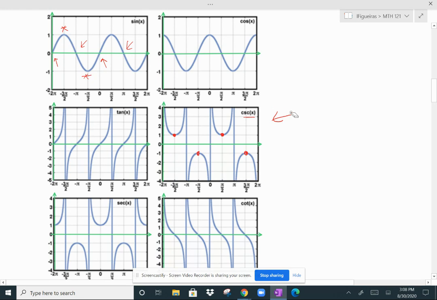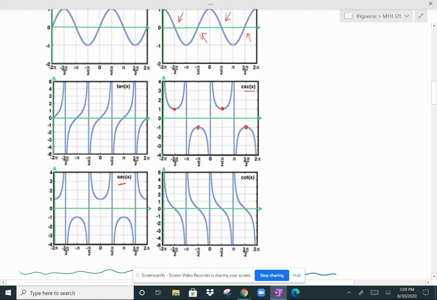Secant has a similar relationship as cosecant had with sine, but secant has a relationship with cosine. So secant has asymptotes everywhere that cosine is equal to 0, and cosine is equal to 0 at -3 pi over 2, and -pi over 2, at pi over 2, and at 3 pi over 2, and many others from there. It goes on and on forever. And that's exactly where you see your vertical lines here.